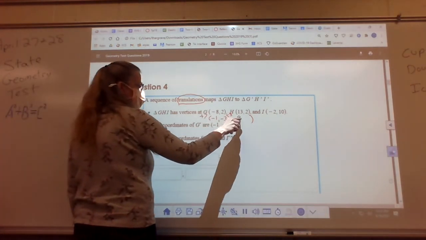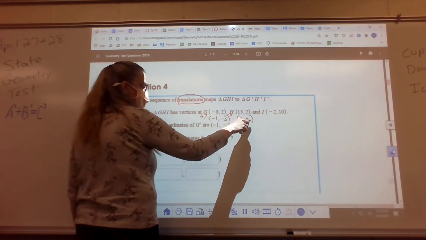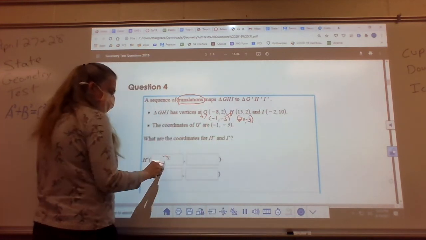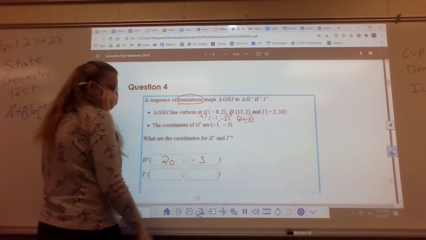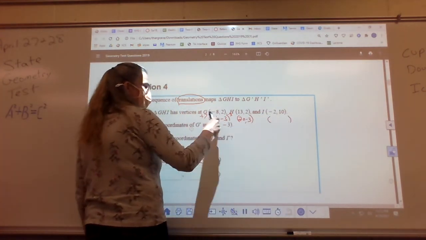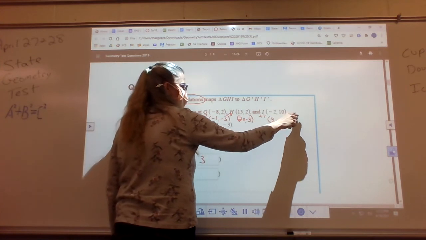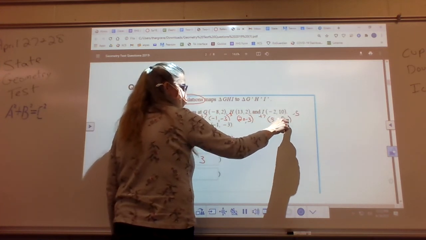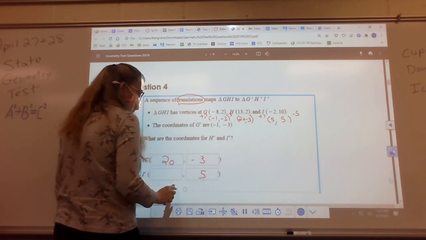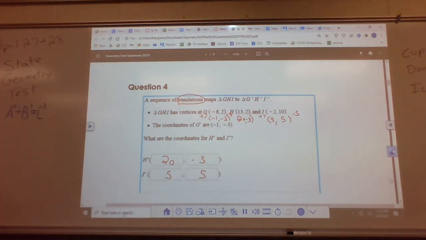13 plus 7 is 20. 2 minus 5 was -3. So 20, -3. -2 plus 7, 5. 10 subtract 5, 5. There's your new coordinates.